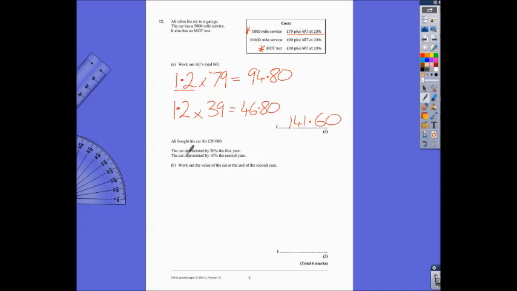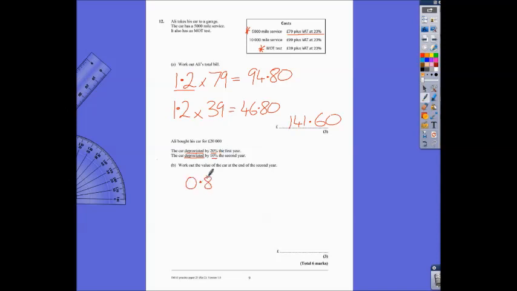Ali bought his car for £20,000. The car depreciated. Now that word depreciated means to go down in value by 20% in the first year, and it goes down in value by 10% in the second year. Work out the value of the car at the end of the second year. Well, again, on this one we could do this using non-calculator methods by working out 10% and doubling it, but I'm going to do it using a multiplier.